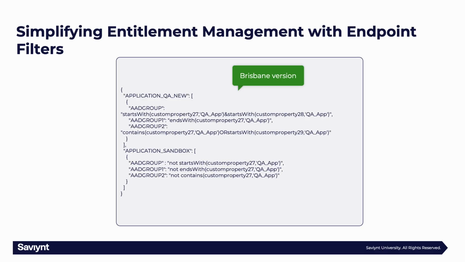Previously, when creating endpoint filters, you were limited to using entitlement values alone. This meant you could not build more advanced or flexible filters. With the latest update, we now have support for the and, or, and not operators, which allow you to combine multiple custom properties in a single logical filter. This is a net new capability, giving you much greater control and precision in defining your endpoint filters compared to the older approach.